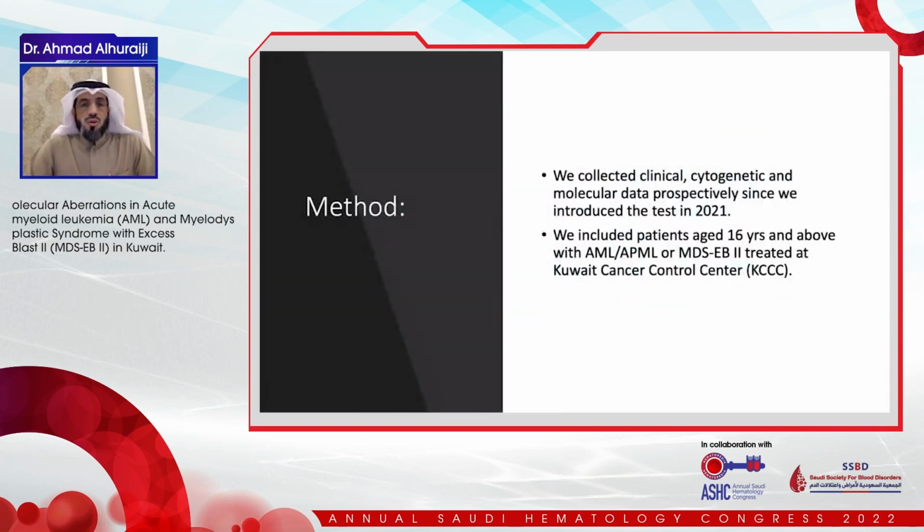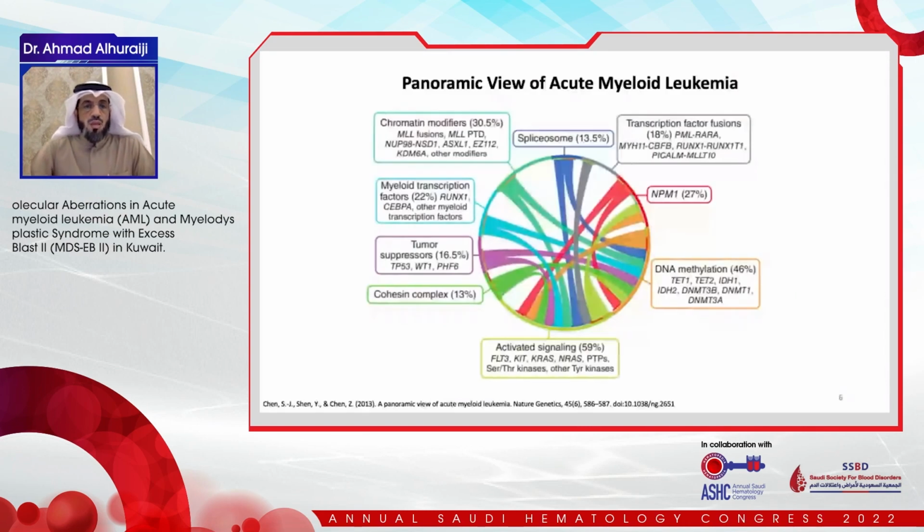For the method, we collected the clinical, cytogenetics and molecular data prospectively since the introduction of the myeloid gene panel test in 2021. We included patients aged 16 years and above with AML, APML, and MDS with excess blasts 2 treated at Kuwait Cancer Center.